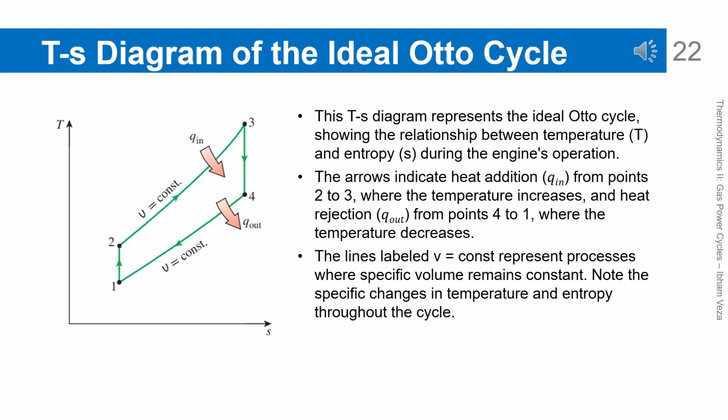T-S diagram of the ideal Otto cycle. This T-S diagram shows the relationship between temperature and entropy in the ideal Otto cycle. Heat addition occurs from point 2 to 3, causing an increase in temperature and entropy. Heat rejection occurs from point 4 to 1, reducing the temperature. The lines labeled V equals constant indicate processes that occur at constant volume. With this diagram, the energy changes in each process can be understood visually.